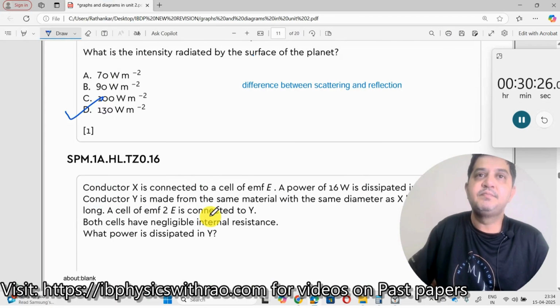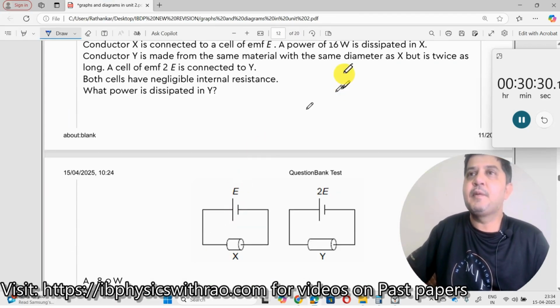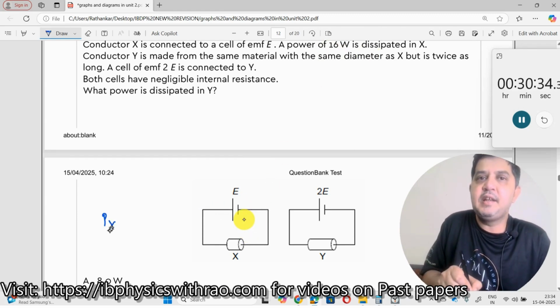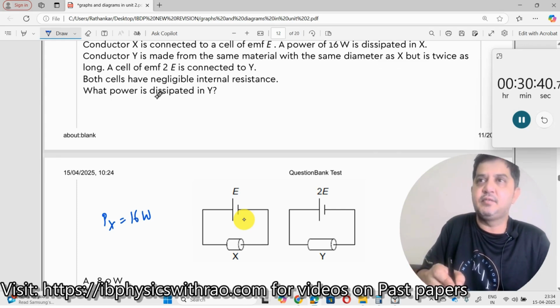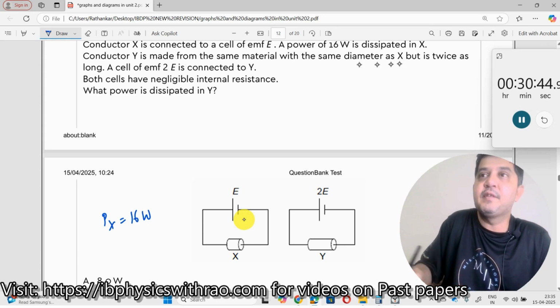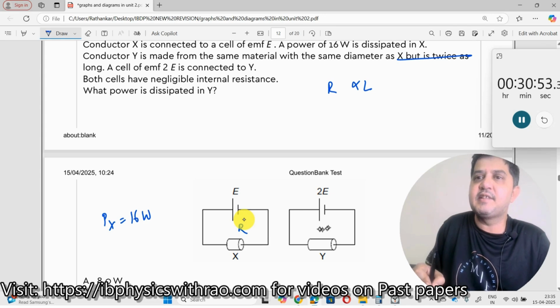Then, conductor X is connected to a cell of EMF E. A power of 16 watt is dissipated in X. Okay, so this gives you Px is equal to 16 watt. Conductor Y is made from the same material with the same diameter as X, but is twice as long. So when you say twice as long, what has been asked over here? Somewhere it tells you about the resistance. Resistance is proportional to L. Area is not changing. So therefore, the first one has a resistance R, the second one has a resistance 2R.